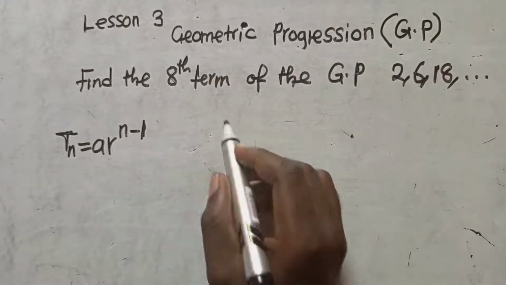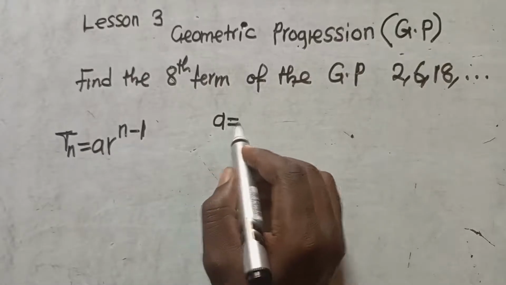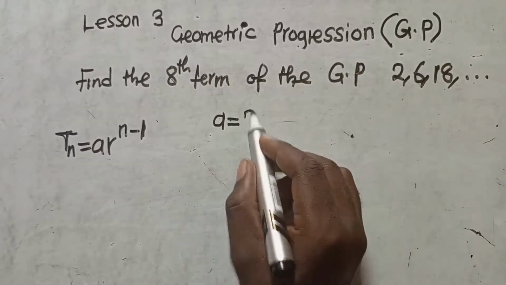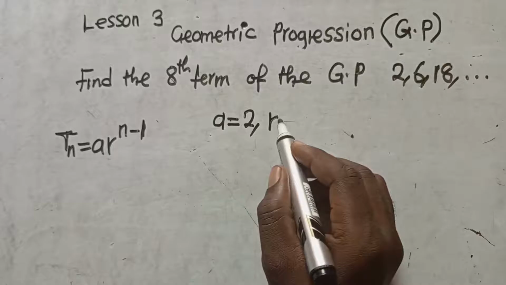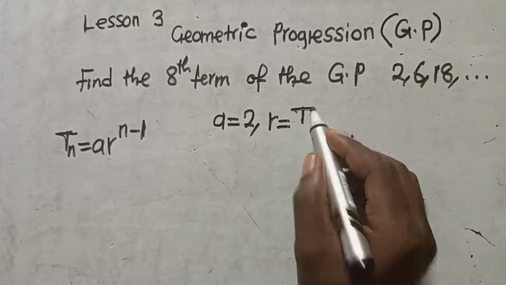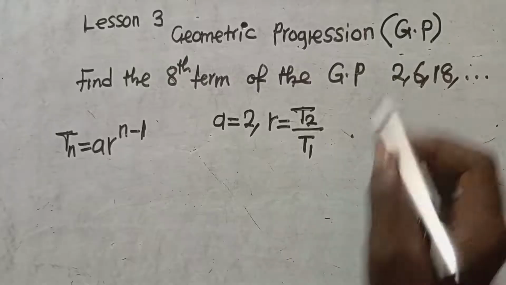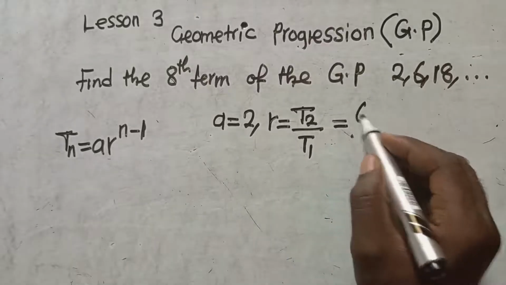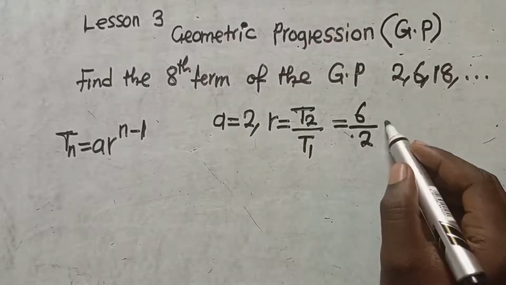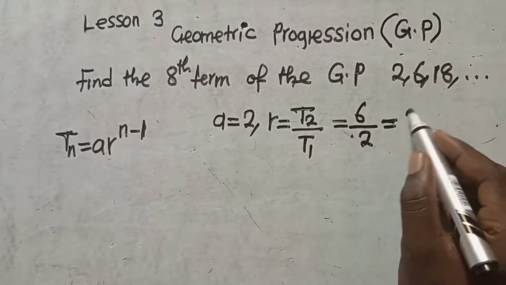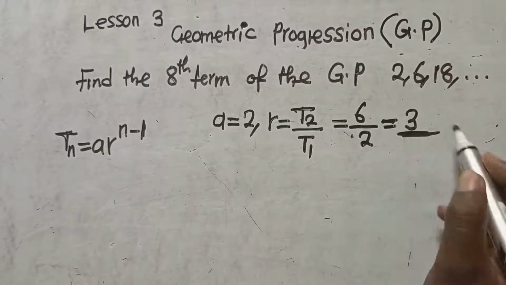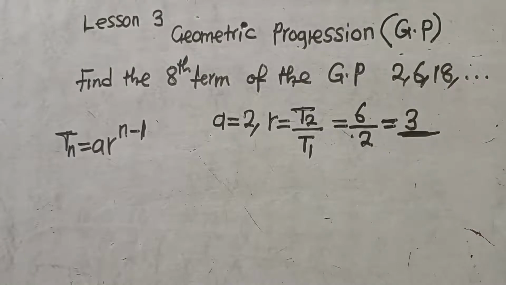After looking at this, you know that a is your first term. What is our first term? The first term is 2. What is r, our common ratio? How do we find the common ratio? Like this. What is our second term? 6. First term 2. When you divide, what answer are you getting? You are getting 3 as the answer. So 3 is our common ratio.